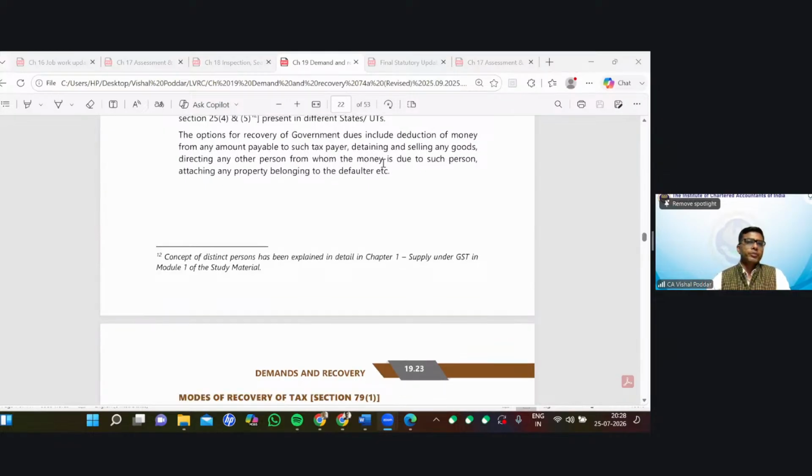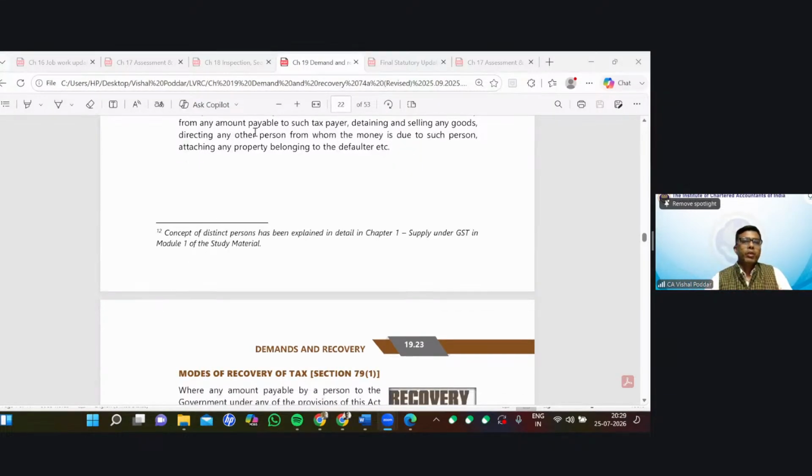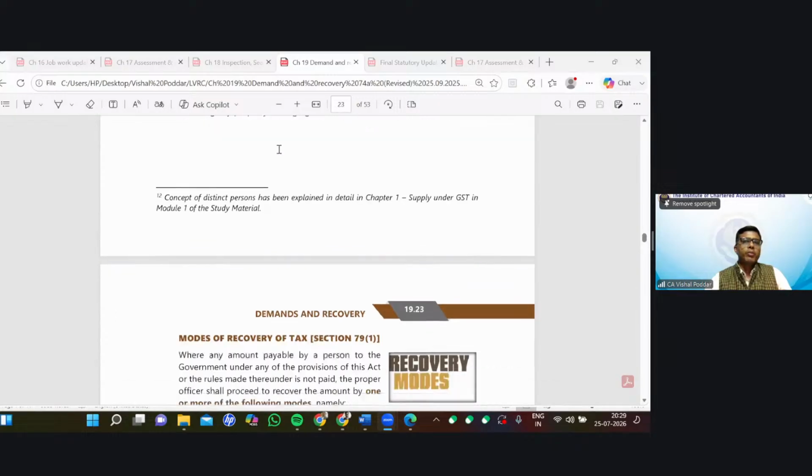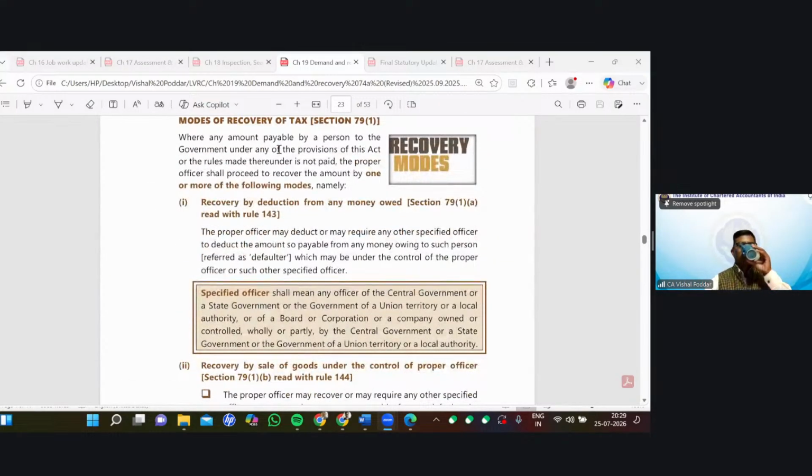Detaining and selling goods. They may dispose of the goods which they may have detained for the purpose of recovery. If they have not detained, they can now detain and dispose of the goods. Directing any other person from whom the money is due. So they can approach your debtors, those persons from whom you have to get the money, and ask them to pay directly to the government. And finally, they can attach your property for recovery. Now these are the different modes given.